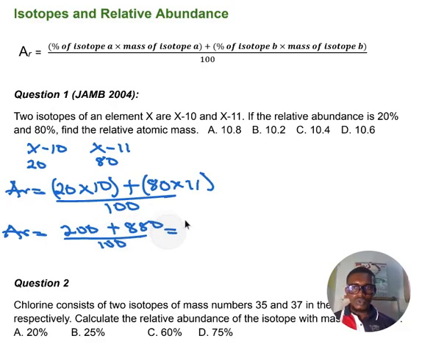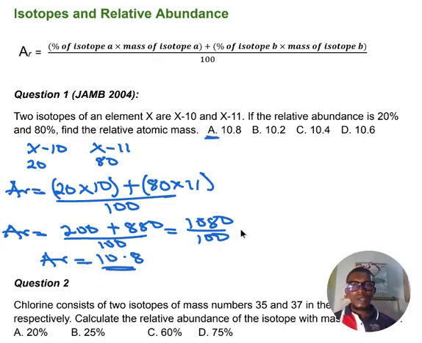If you add these two, you are going to get 1080 divided by 100. So your AR here, if you divide this, you are going to get 10.80, which is option A. Another way you can do this is this. For the percentage, let's convert this. Firstly, convert the percentage to decimal. So this is 0.2, this is 0.8.